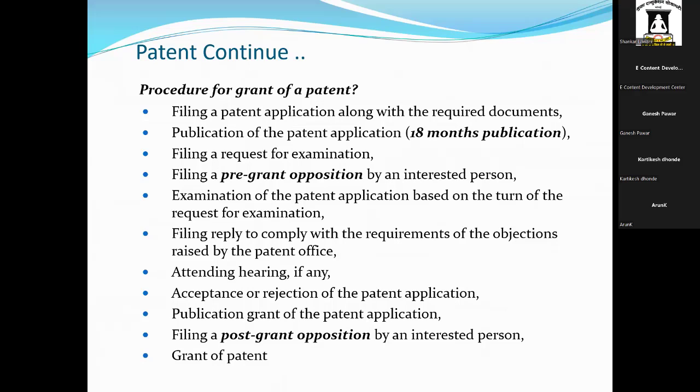So the patent office will raise certain objections on your application. You have to file a reply. If they are satisfied with your reply to the objections raised, the patent application is granted, and a post-grant opposition can be filed by an interested person. So if another person who is working on the same issue, they can also file a post-grant opposition, and then grant of patent. Later on, it will be granted. The patent is granted to you. So this is the process involved for a patent.